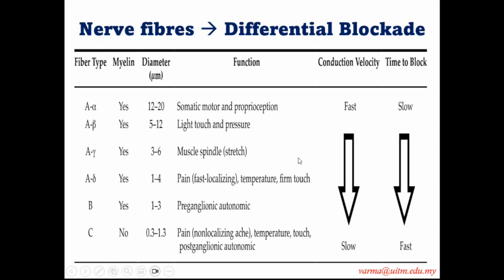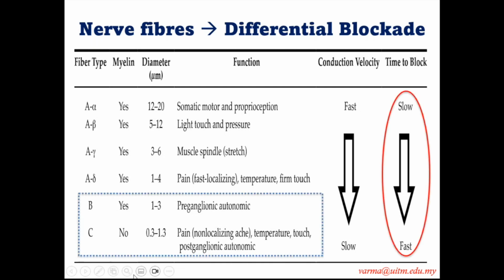Whereas the nerve fibers which are smaller or which have the lowest conduction velocity will be the fastest to be blocked by the local anesthetic. So it's kind of common sense. When the nerve is small, it's easier to block. So you can remember in that sense. Okay, but I want to ask this question.